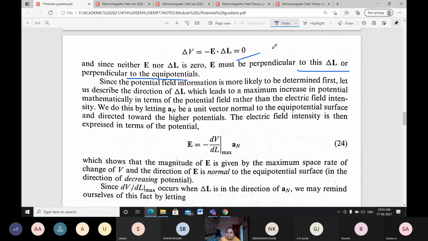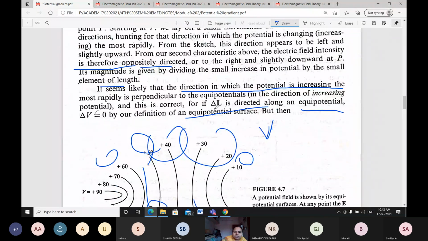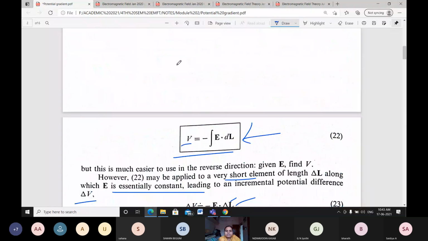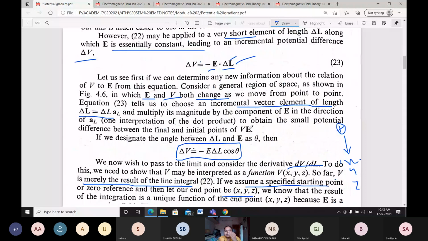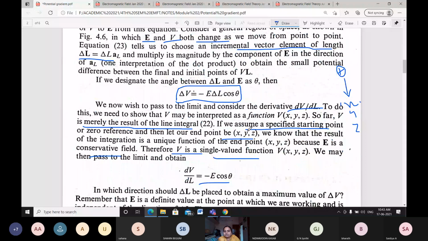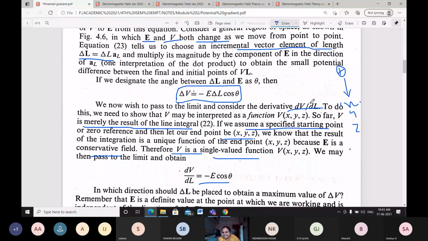From this equation we have taken it. Just a glance over: it's not that you have to write all the theory part. First we took the equation of potential in terms of electric field intensity. Next the incremental changes. Then the equation is reduced to delta V equals minus E delta L cos theta. Then taking dV by dL.